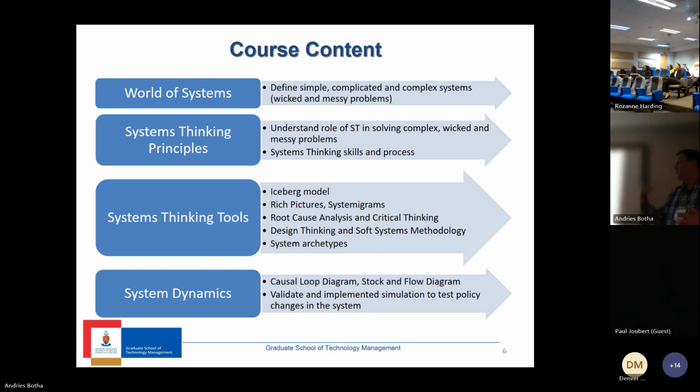The things that we focus on include the iceberg model, rich pictures, the telegrams, then some thinking tools, root cause analysis, and critical thinking. I touched briefly on soft systems method and design thinking, culminating in the system archetypes. This gives the students a feeling for how to identify the typical systems that they encounter.